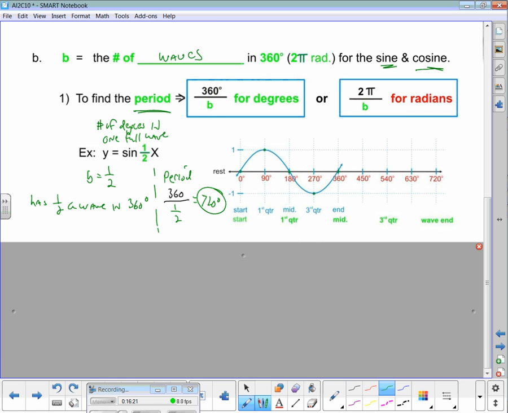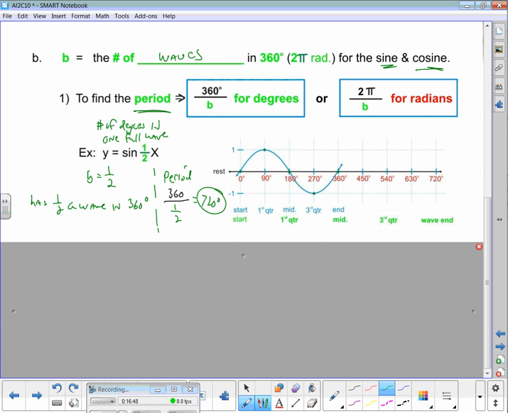Just invert the half and multiply it times the top, right? How do you divide fractions? Invert the second and multiply. So it ends up being 2 times 360, 720. Let's see if these two make sense. If there is a half of a wave in 360 degrees, then wouldn't the full wave take 720 degrees? And it does.